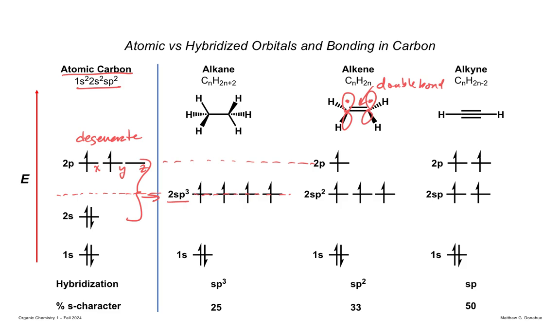And then for the alkynes, we're going to take 1 s and 1 p to make sp hybrid orbitals. We leave 2 of the p alone, and that allows us to form 2 pi bonds.